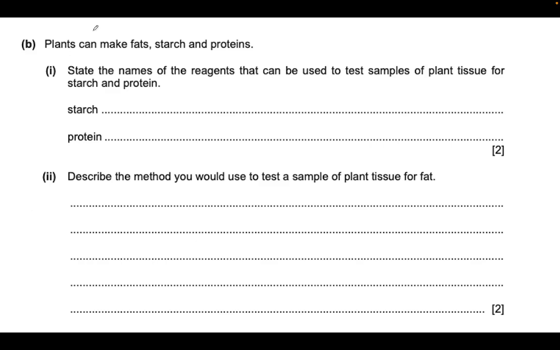Now, plants can make fats, starch, and proteins. These are biological molecules. State the names of reagents used for starch. This one is iodine solution. It is the one we use. And you know it changes from brown to blue-black. We can use also proteins. If we talk about proteins, then we use biuret reagent.